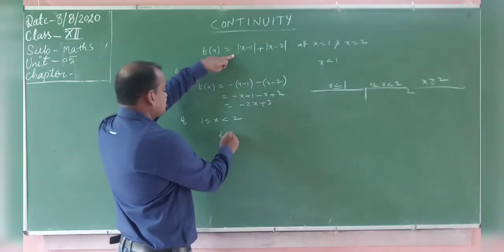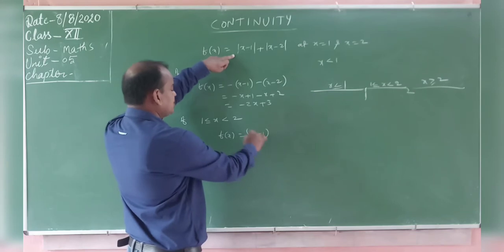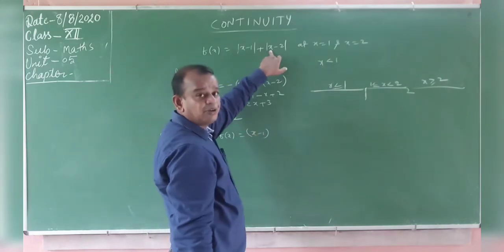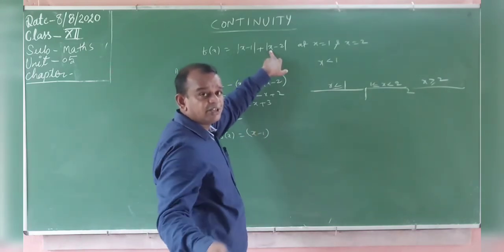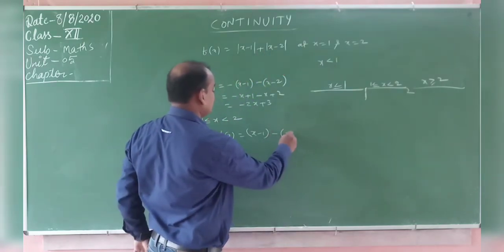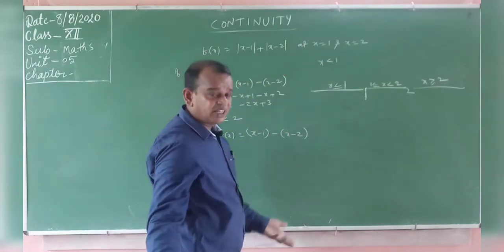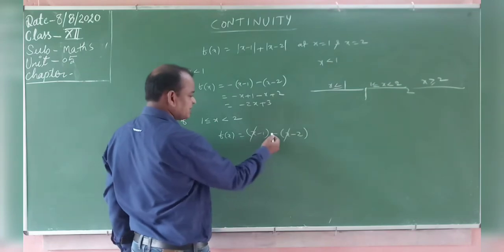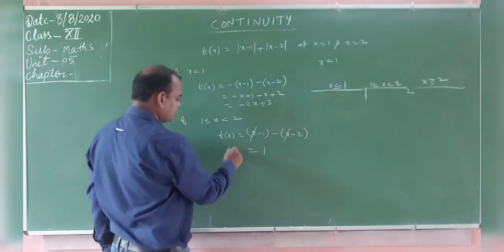This is equal to f of x is equal to x minus 1. Now here 1.5, 1.5 minus 2 means negative, means you write the minus. Understood? Plus x minus x cancel. This is minus 1 minus minus plus 2 means 1. F of x is equal to 1.